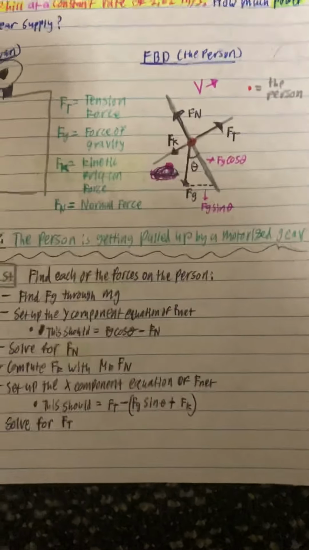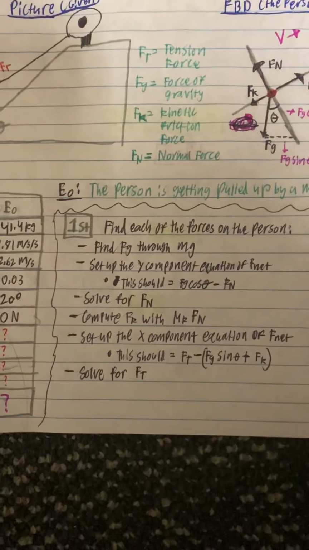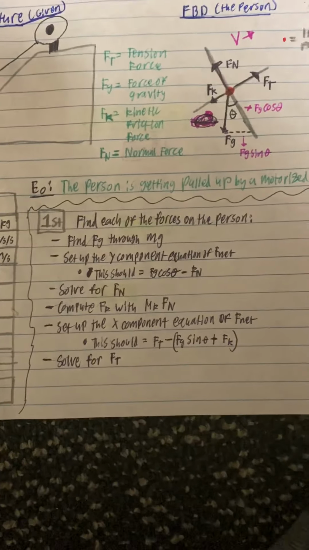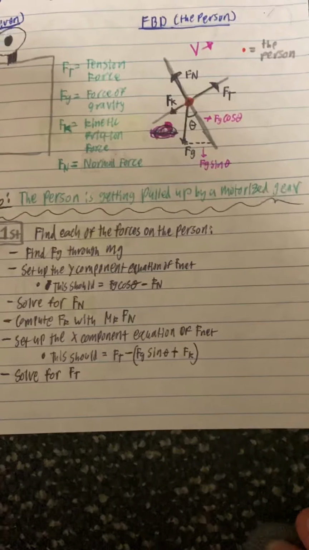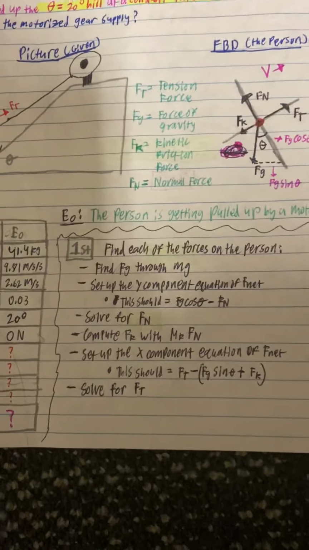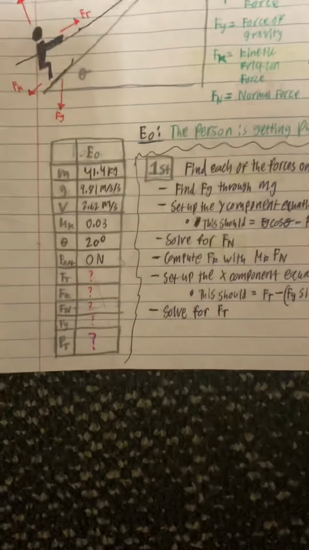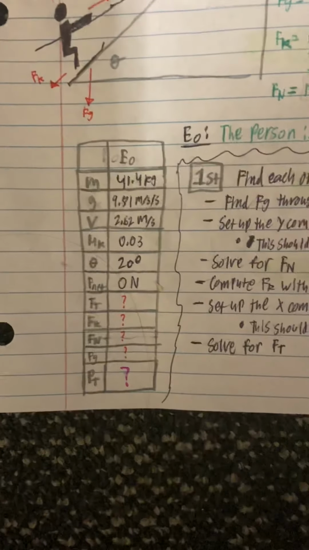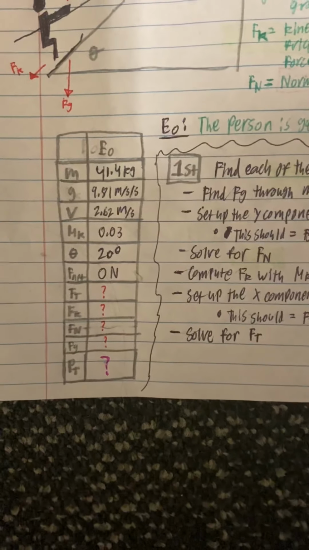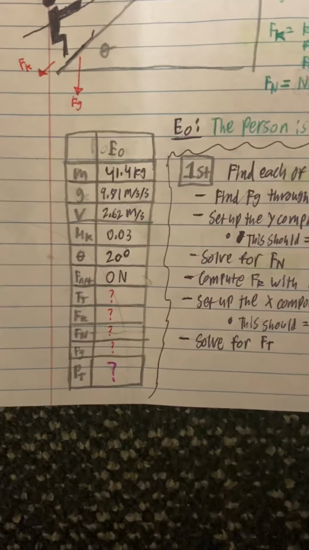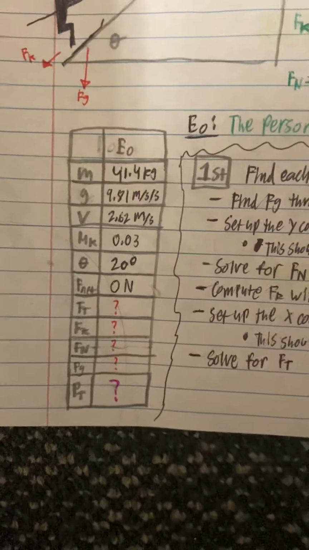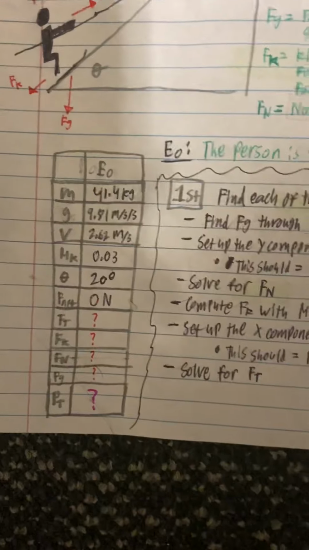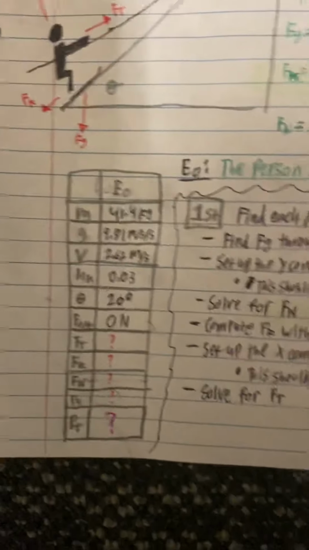All right. And then defining the event, we call it E0, which is event 0, labeled as the person getting pulled up by a motorized gear. So basically the whole thing. Since we only have one event here, we're only going to really need one table of values. You could have more values and variables here, but I really only listed the things we need for this problem. So we were given the mass, gravity, velocity, coefficient of kinetic friction, theta, and also the net force.